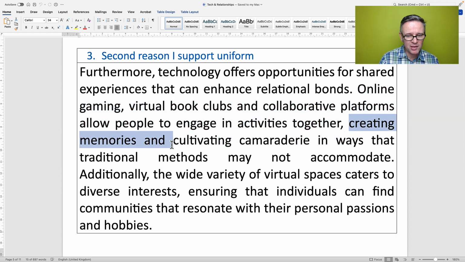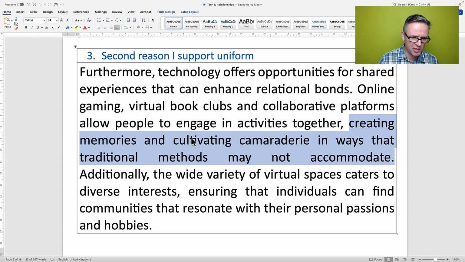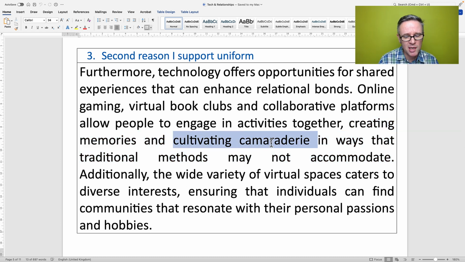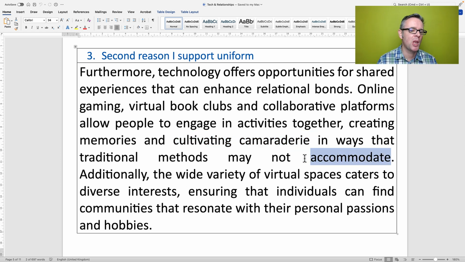Creating memories and cultivating camaraderie in ways that traditional methods may not accommodate. Creating memories is obvious. However, cultivating camaraderie. Camaraderie means when you are with people and you are interacting in a positive way. So happy interactions, positive. And cultivating in this example means growing, creating. And in ways that traditional methods may not accommodate, may not allow.